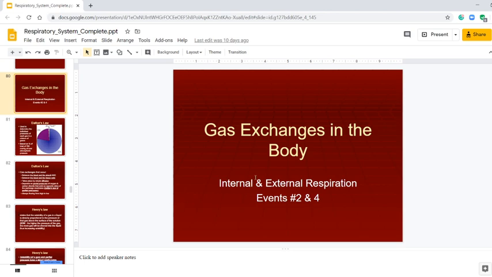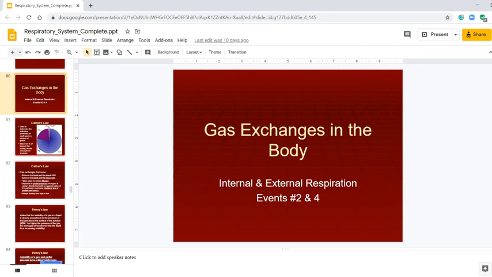So when we talked about the 4 steps, we talked about pulmonary ventilation, external respiration, the transport, and then the internal respiration. Here we're going to talk about gas exchange in the body. As we look at this, we have some different laws. Now we did Boyle's law, right? We did the one where pressure and volume are inversely related.